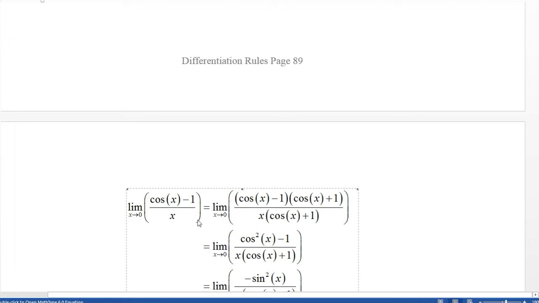So we're going to multiply by the conjugate here. Here we have something like a minus b, and we're going to multiply by a plus b, which gives us a squared minus b squared. Of course you can multiply the top by cosine of x plus 1 if you multiply the denominator by the same thing. So we're using that special pattern that we've used before, a minus b times a plus b equals a squared minus b squared.